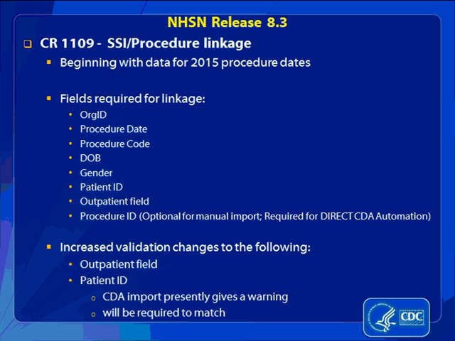And we're going to improve the validation by increasing the checks and actually using the outpatient field for CDA, which we don't do now, and requiring that the patient ID between the procedure and the SSI match as well. So that's really important that you pay attention to leading zeros in your patient IDs. If you use leading zeros in your procedure record, you'll need to use them in your SSI record as well.